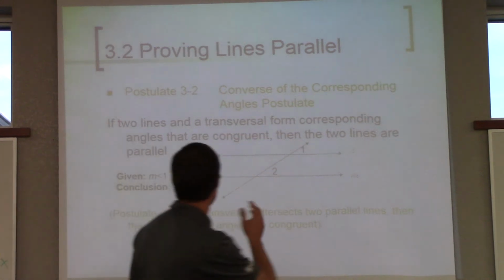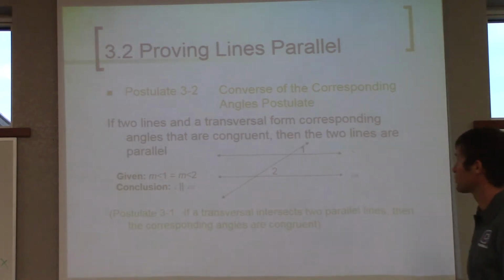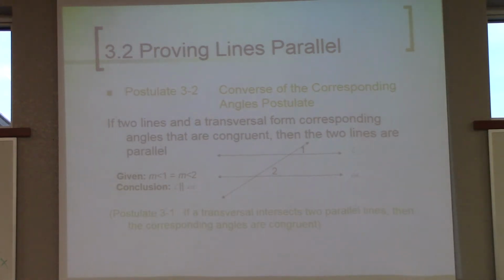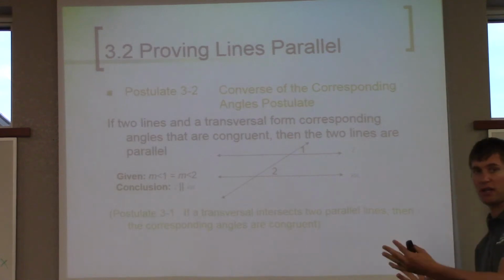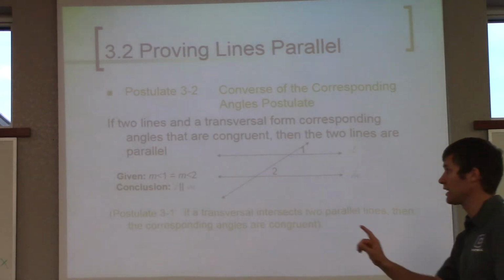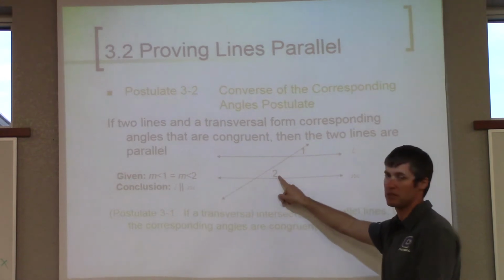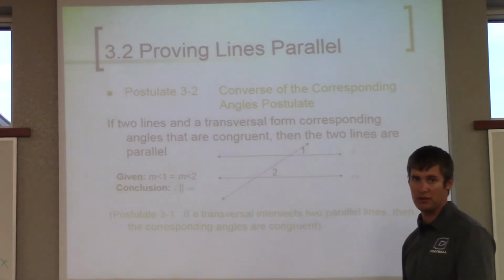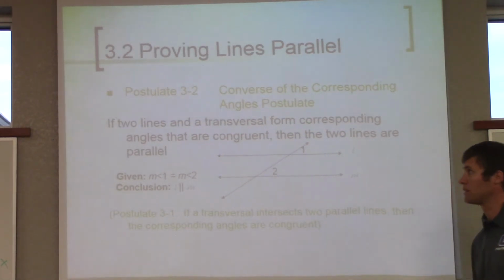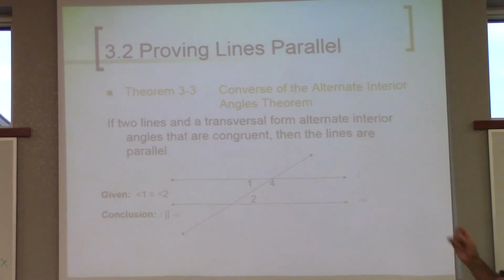For example, first one, converse of corresponding angles. Yesterday we said if we have corresponding angles, they're congruent. Now we're saying if these two angles are congruent, then we have corresponding angles. So that's the first one. Number two, converse of alternate interior angles.